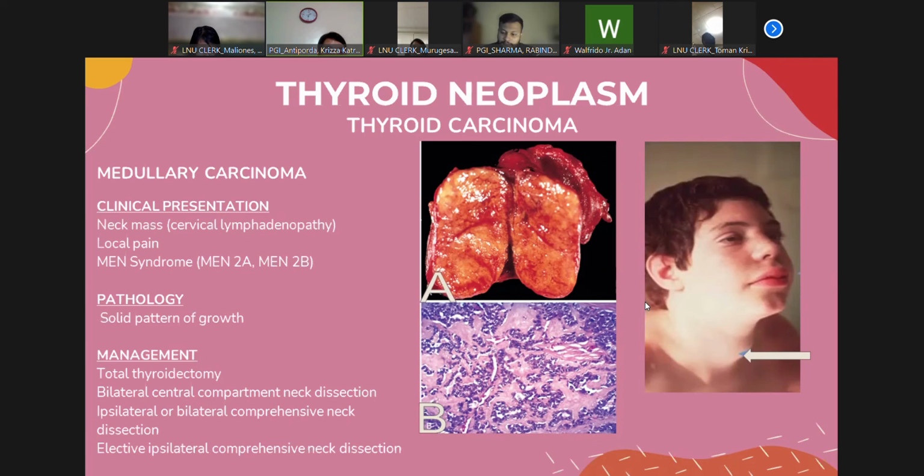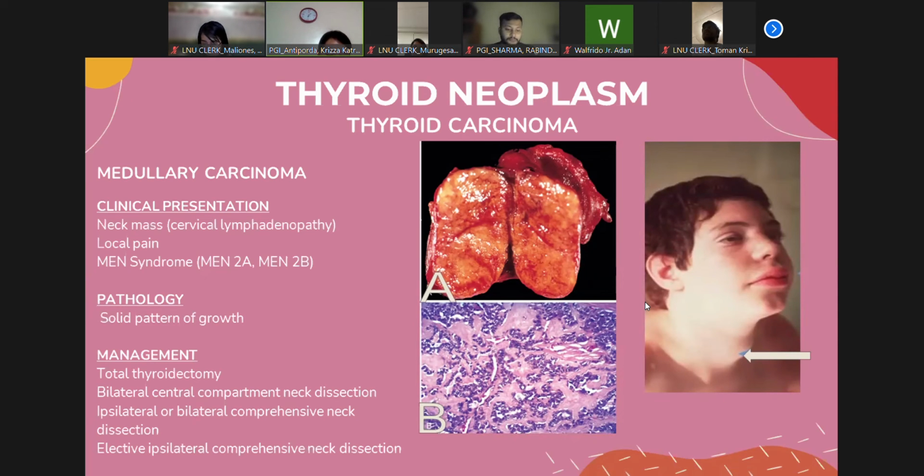This medullary thyroid carcinoma is associated with MEN syndrome, MEN 2A and MEN 2B. In pathology, for macroscopic examination, letter A, the tumor typically shows a solid pattern of growth and does not have a connective tissue capsule. In letter B, it demonstrates abundant deposition of amyloid, visible here as homogeneous extracellular material derived from calcitonin secreted by the neoplastic cells.